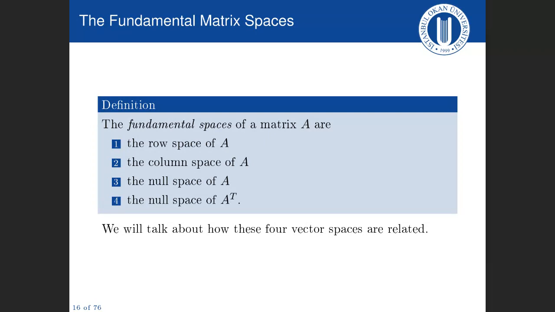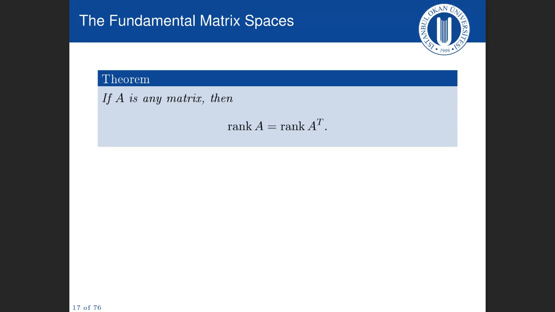That's the row space of A, the column space of A, the null space of A, and the null space of A transpose. We're going to be talking about these four vector spaces and how they are related. My first theorem says if A is any matrix, then the rank of A is the same as the rank of A transpose. And I want to prove this.